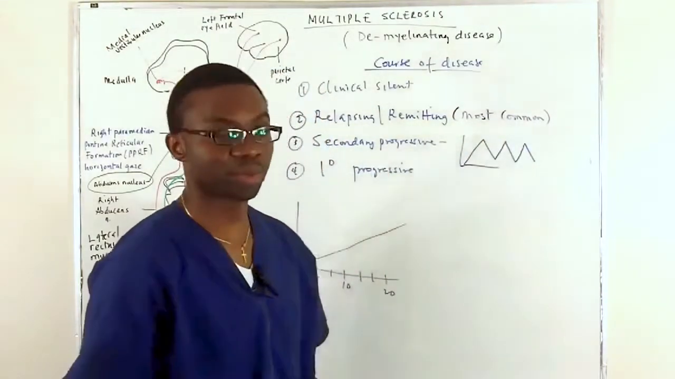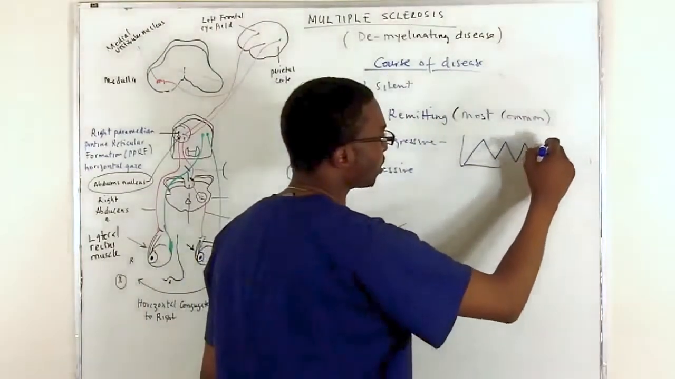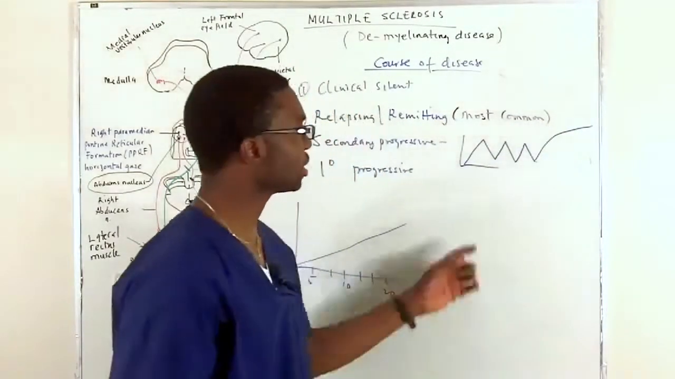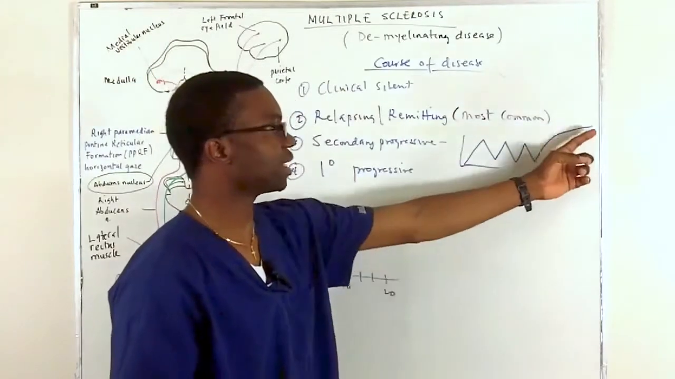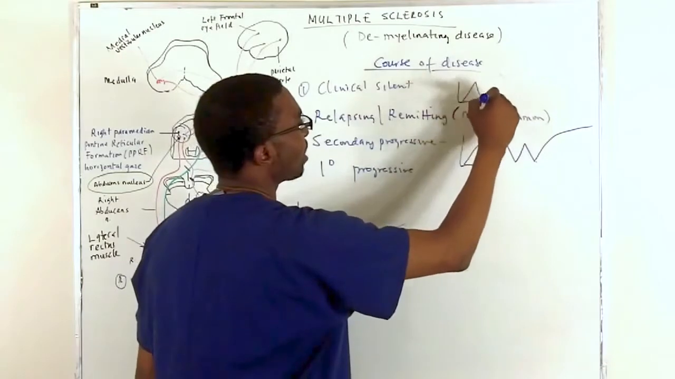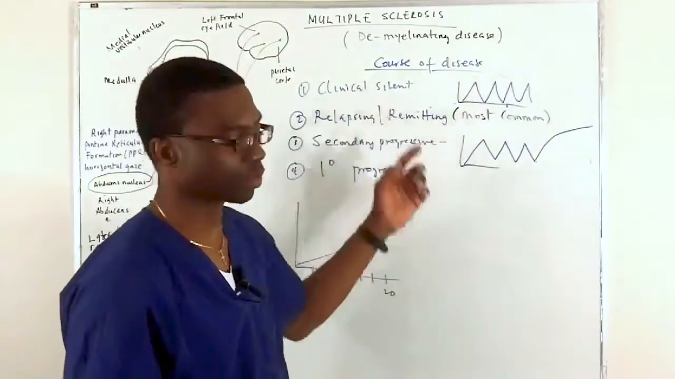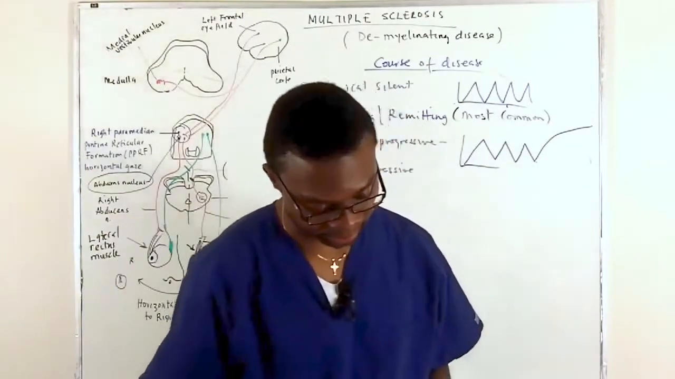And that secondary progressive disease eventually starts to get worse over the years, and then they don't remit anymore. You see that? They go up, down, and then they progressively get worse. And relapsing remitting is they go up, down, up, down, up, down, up, down. And the first one is silent or benign.